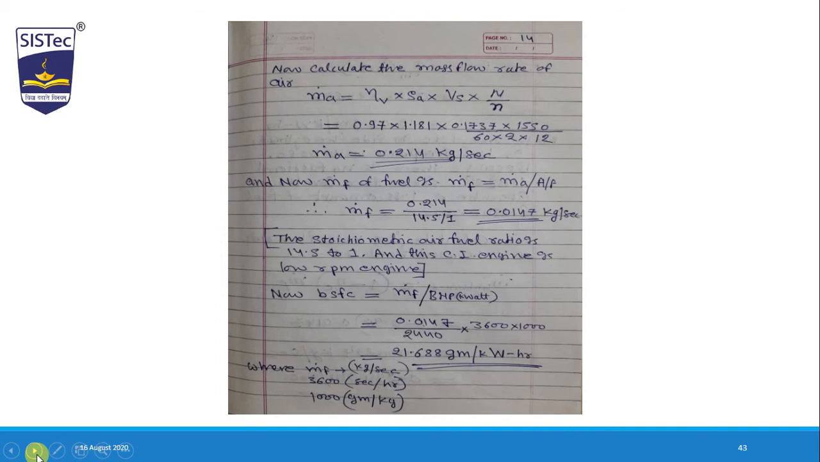Similarly, the mass flow rate of fuel is mass flow rate of air divided by air-fuel ratio. Again it's a stoichiometric air-fuel ratio, and for the standard parameter for stoichiometric air-fuel ratio we always take 14.5 gram of air and 1 gram of fuel. So calculating the mass flow rate of fuel, the answer is 0.0147 kg per second.